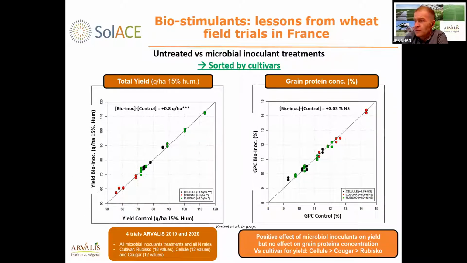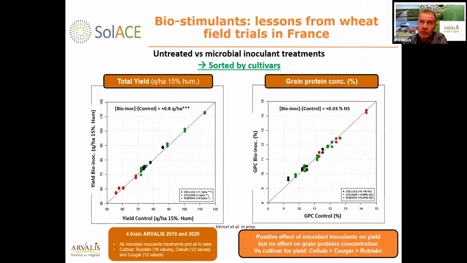So first result, I will spend 1 or 2 minutes just to clearly explain how you could read these figures. So the comparison principle is to compare yield on the right side and grain protein content of wheat on the left side between the result obtained with the control, I mean with no bioinoculant. This is the x-axis, compared to result obtained with microbial inoculant, which is the y-axis. So the black line is a bisectrix.